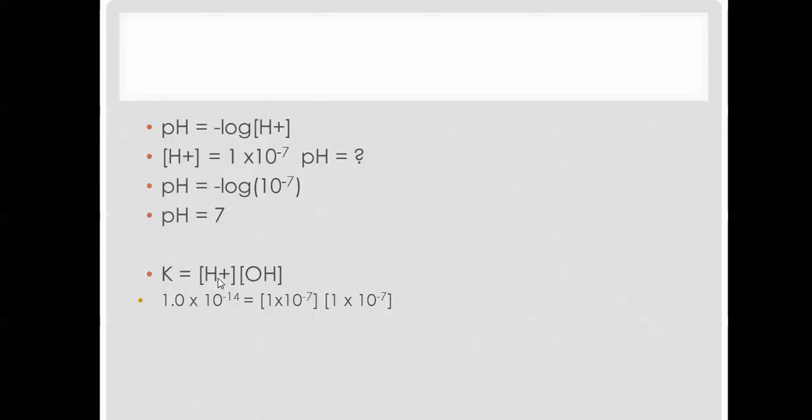Neutral solutions, these two values are going to be equal to each other, and they're going to equal 1 times 10 to the negative 7. So when a solution is neutral, the hydrogen ion concentration is 10 to the negative 7, and that corresponds to a pH of 7.